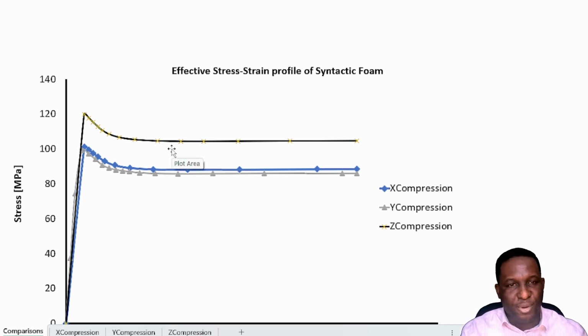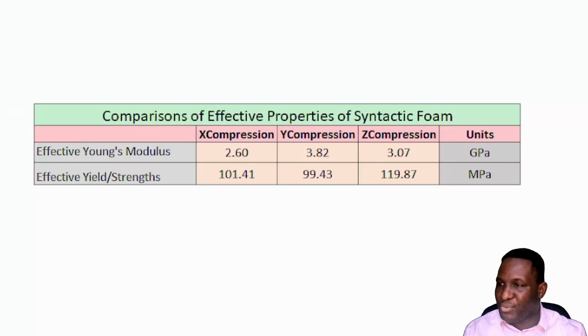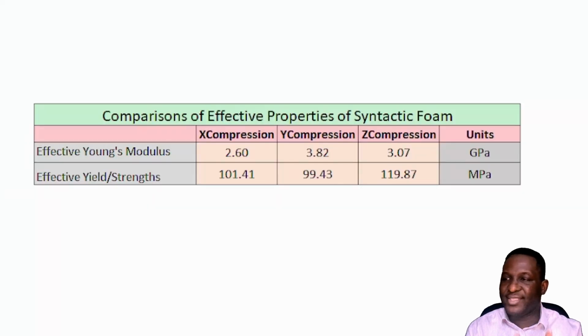This is why you probably need a bigger RVE if you're really operating on the strength of the material. So in the end, we get these effective properties for the X, the Y, and the Z, which are comparable, just around 3 point something across all of them. And the strength properties are similar across all of them. So what we can see here is really an effective, beautiful way to show how you can generate stress-strain data and effective properties from axial compression of a syntactic foam.